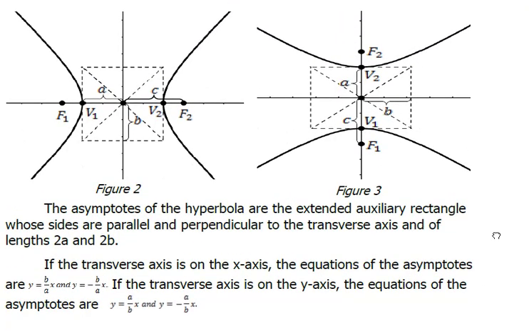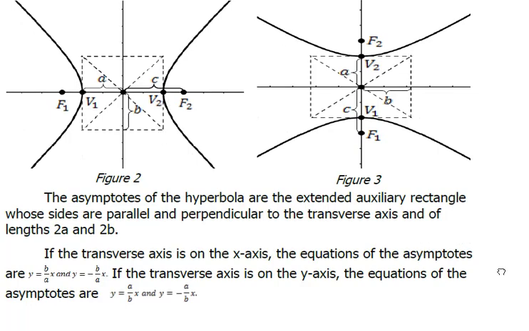Let's discuss this. The asymptotes of the hyperbola are the extended auxiliary triangle whose sides are parallel and perpendicular to the transverse axis, and the lengths are 2a and 2b. So this is it. This length is 2a and this length is 2b.